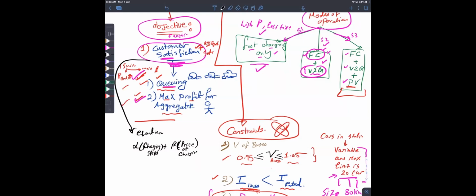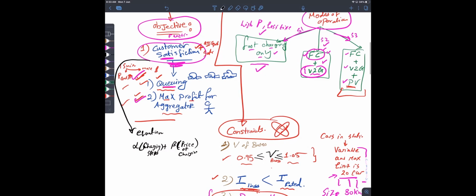Okay, the equation is right here: alpha times charging plus beta times price of charging. Yeah, because customer satisfaction is a vague meaning, a very general term. Maybe the customer is satisfied if he charges fast. Maybe the customer is satisfied when he comes in the queue first. Maybe the customer is satisfied when the price of the charging is very little. It's a broad meaning. Okay, I just take the main idea.